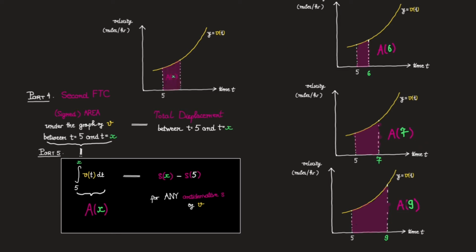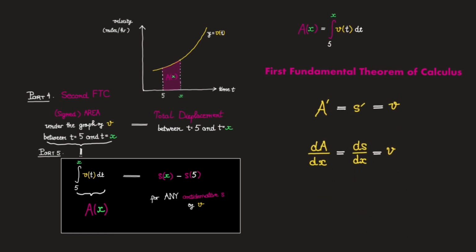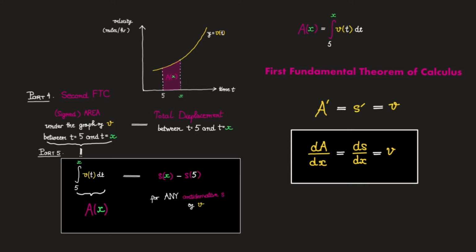Alright, so here we have a function A(x). Now this A(x) is the main star of the first fundamental theorem of calculus. What the first fundamental theorem of calculus claims is that A is actually an antiderivative of v. That is, if we differentiate A with respect to x, then we get v. Do you see why that is? Well, if we cheat and use the second fundamental theorem of calculus, then this is instantaneous.